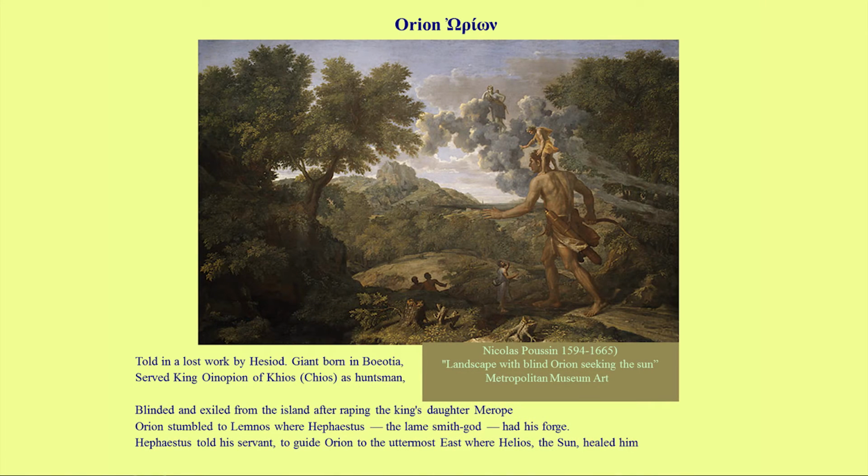Orion, another person who was blinded. This time he was the giant who went to work for King Oenopion, and he fell out with Oenopion, who wouldn't let him marry his daughter, but he had carnal knowledge of the daughter anyway, and for that reason was blinded and exiled from the island. And here he is, with his little guide on his back, going to the far ends of the world to see Helios, the sun, where he was eventually healed.